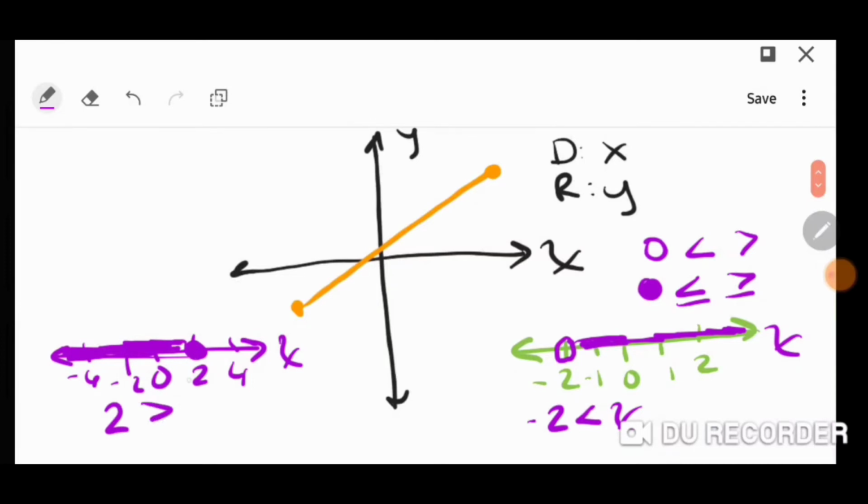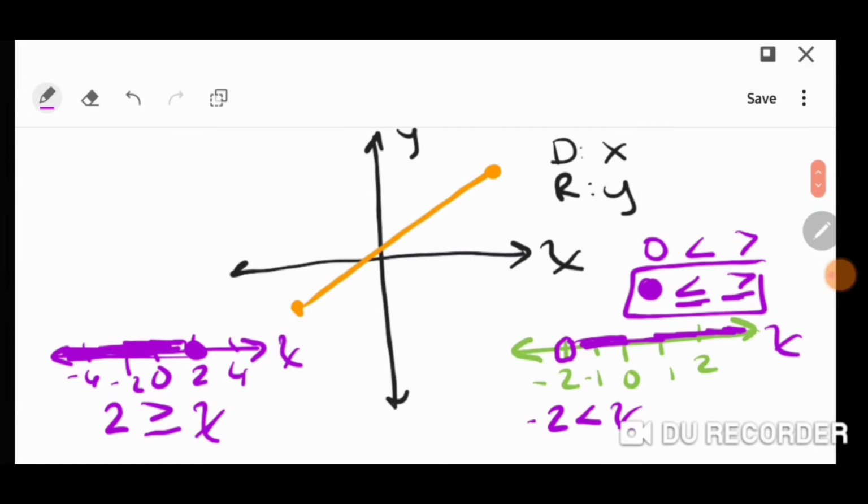And then again, we have a closed circle, so it has to be included. So that's why it's greater than or equal to or less than or equal to. So here it would be 2 is greater than or equal to X. So if it's a closed circle, again, it's right here. You got to include that number in the inequality. So that's what I'm trying to get you to understand with this example here.